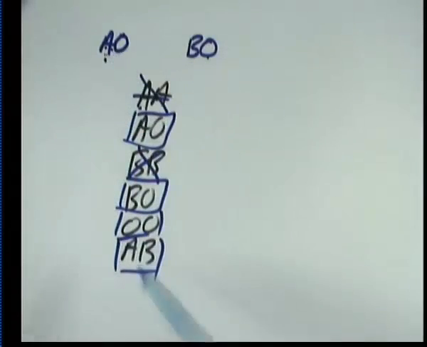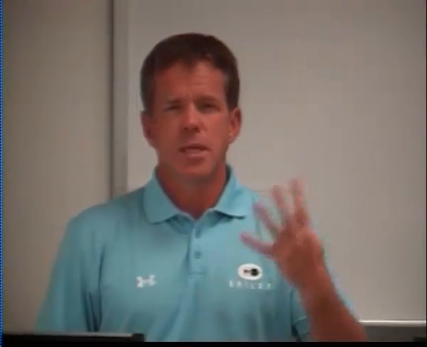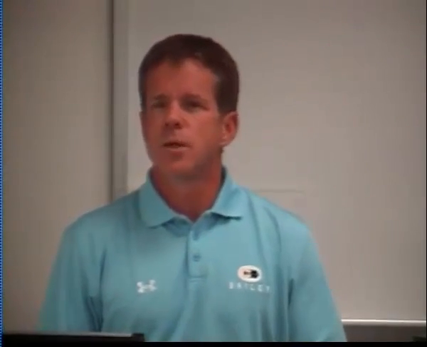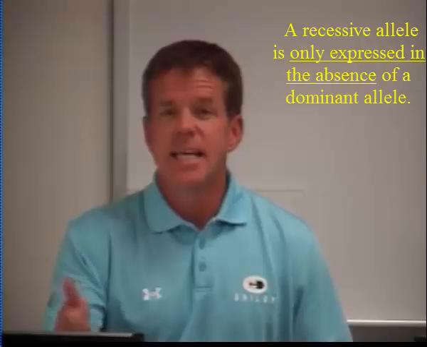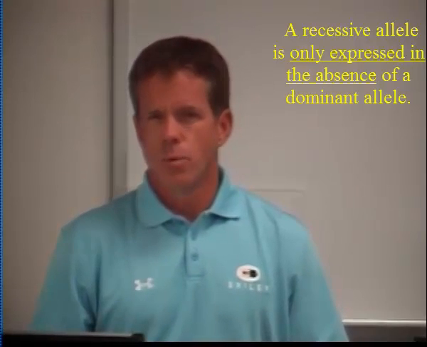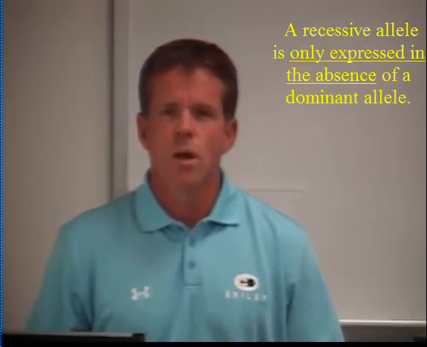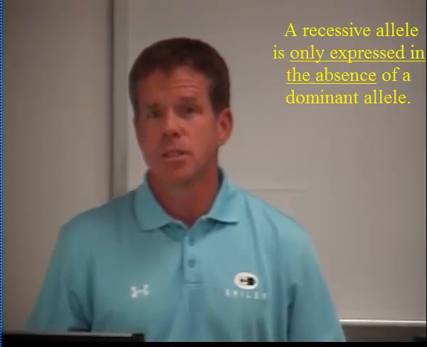So can a mom who's A have an AB child? Yeah. Can a mom who's A and a dad who's B have an O child? Because that seems kind of weird. They can. Now, sometimes these alleles, we refer to them as being dominant, or we refer to them as being recessive. A dominant allele is one where if you inherit it, you express it. A recessive allele is one that is only expressed in the absence of a dominant. Let me repeat that. A recessive allele is one that will only be expressed in the absence of a dominant.